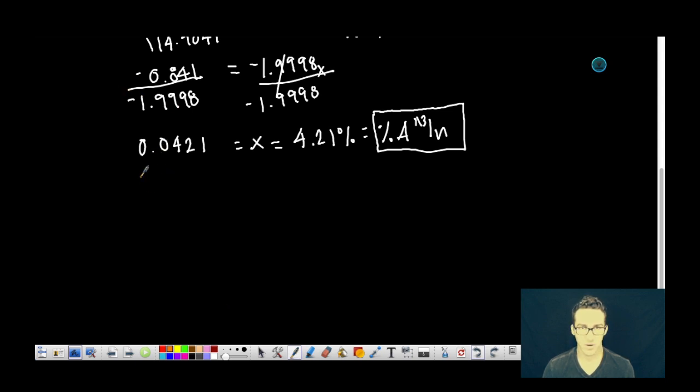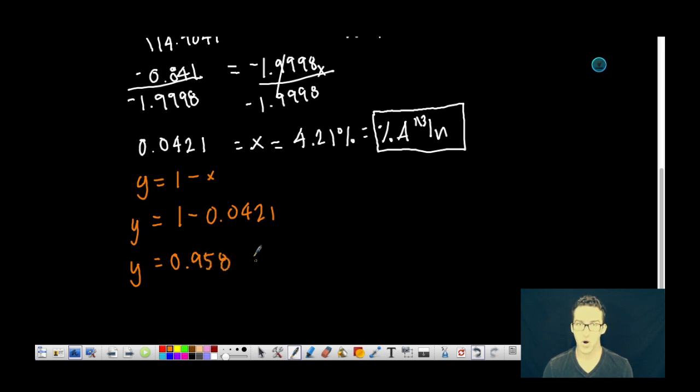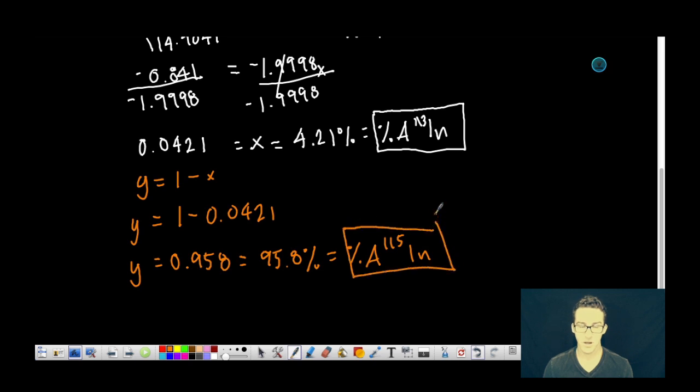Okay, now to solve for the second percent abundance, all we need to do is plug x back into our formula for y. Y equals, remember, 1 minus x. So 1 minus 0.0421, which means that y is equal to 0.958. Or if we convert that to a percentage, it's going to equal 95.8%, which is our percent abundance of indium-115. Done.